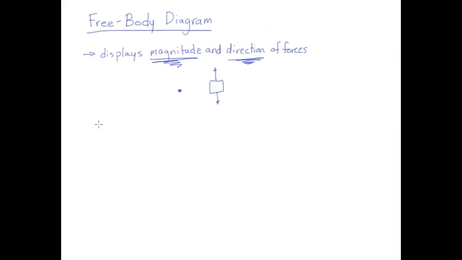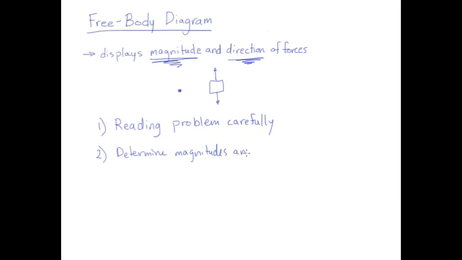So the first step in drawing a free body diagram is reading the problem carefully. This is important because a lot of times it's hard to know all the forces acting on an object, so you need to make sure you're incorporating all the forces if you're going to do the problem correctly. Once you've read the problem, you check and see what all the forces are and determine their magnitudes and directions of forces, as I said before. Once you have these and you've read the problem well enough, you can draw the box or point.